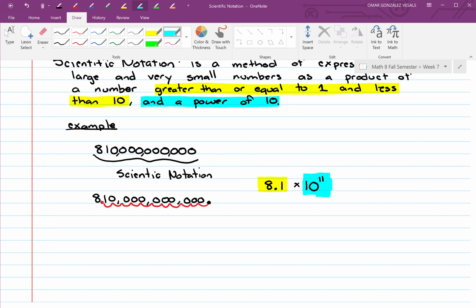So a scientific notation is always going to be a number that's greater than or equal to 1 and less than 10. That's why it's in yellow. You see the definition up there? And it's a product. Product means multiplication. And it's a product of a power of 10.